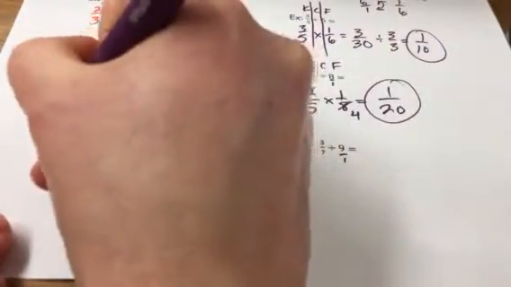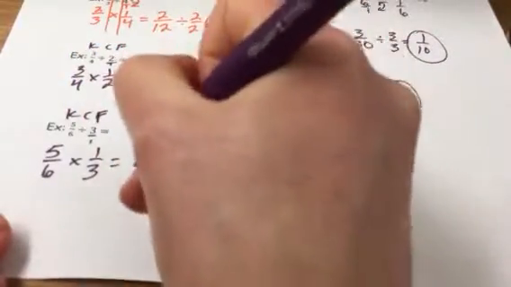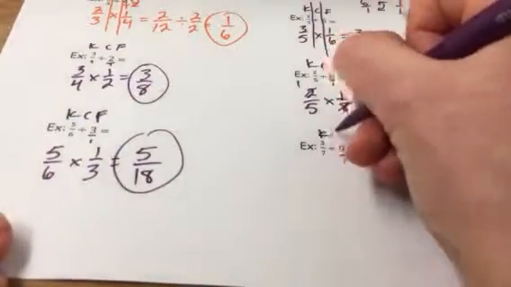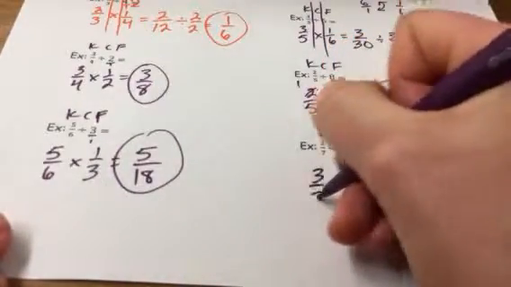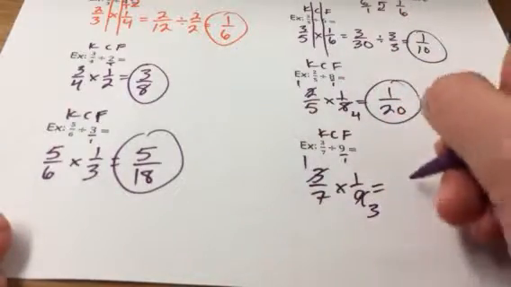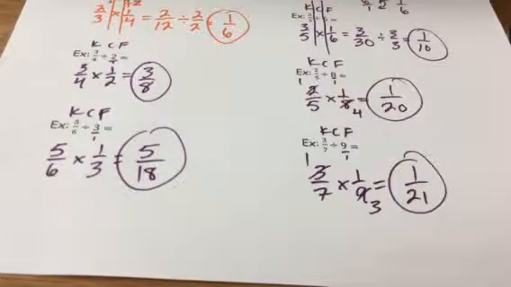Keep, change, flip. 5/6 times 1/3. Multiply straight across. We get 5/18. Can't simplify, so we're done. Keep, change, flip. 3/7 times 1/9. Multiply straight across. Let's simplify before we multiply to make life a little easier. 1/21, and we're done.